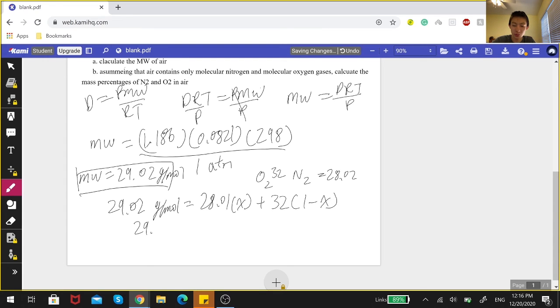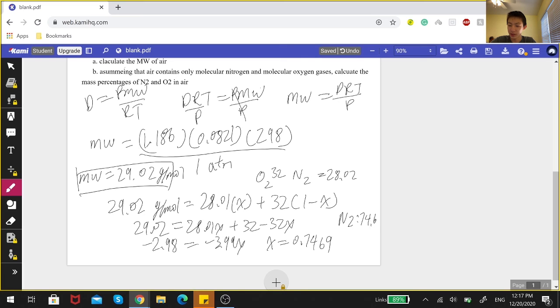So now let's do this. 29.02 is equal to 28.02x plus 32 minus 32x. Now subtract over there: 29.02 minus 32 gives us negative 2.98, which is equal to 28.02x minus 32x, which is negative 3.98x. Negative 2.98 divided by negative 3.98, x is equal to 0.7469. So x, which is nitrogen, will be 74.69%. Now 100 minus 74.69 should give us oxygen, 25.31%.